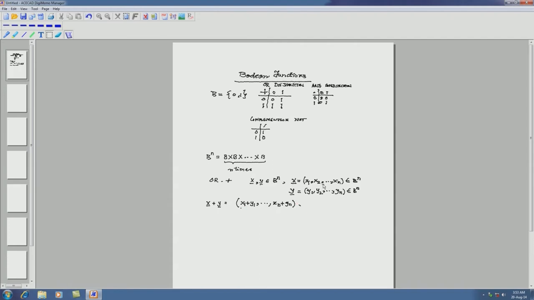Now, this plus operation is the same as the plus operation that we have defined before over B. Similarly, I can define AND, or just the dot, as x bar and y bar equal to x1 dot y1 and so on up to xn yn. Not, that is the complementation, denoted by the simple symbol prime, is x bar prime equal to x1 prime dot dot dot xn prime.